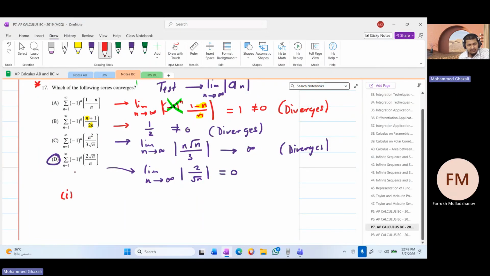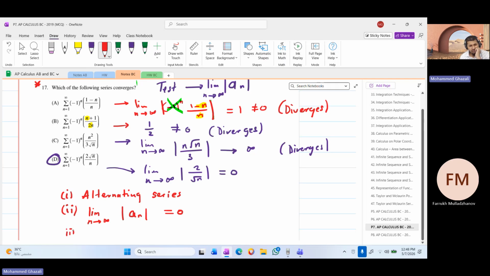Let's test the first condition. First, you need to check whether the series is alternating. Yes, good, it's alternating. The second condition that you need to check in these types of problems, to check for convergence: every time we do testing for series, we're always checking for convergence. So for alternating series, the next thing we need to check is that the limit as n approaches infinity of the absolute value of an is equal to 0.